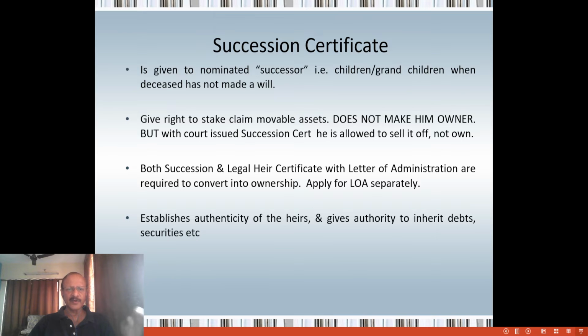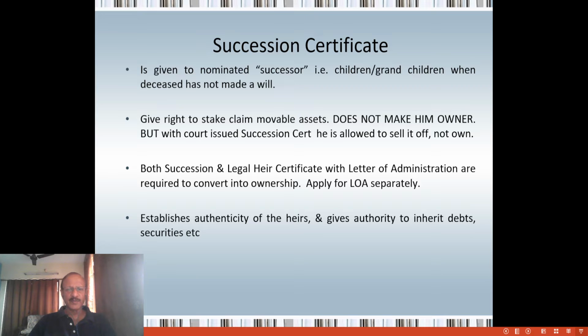But legal heir certificate will only give you the legal relationship. It doesn't even allow you to inherit. Forget ownership. There are two parts. One is inherit, then ownership. Succession certificate allows you to inherit and do the operations, transactions, etc. Legal heir certificate only establishes relationship, does not even allow you to inherit, and both do not allow you to own. There is no ownership under both.